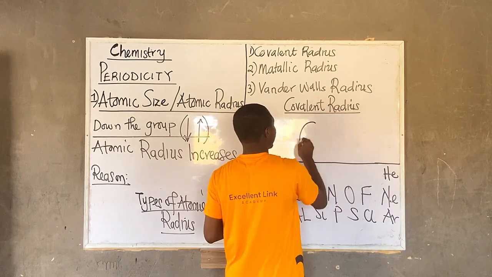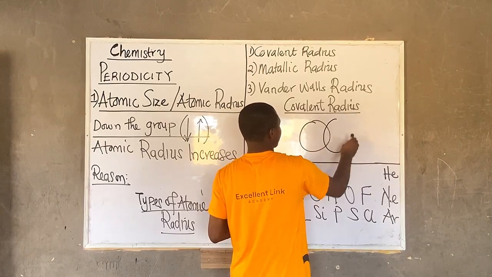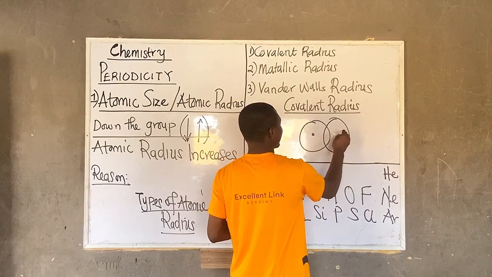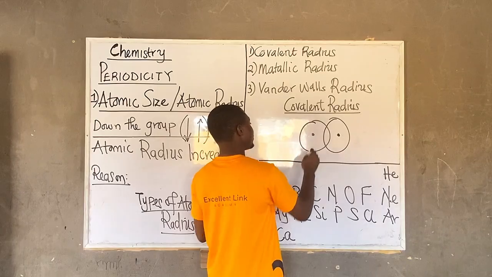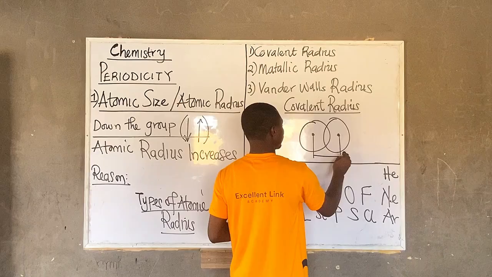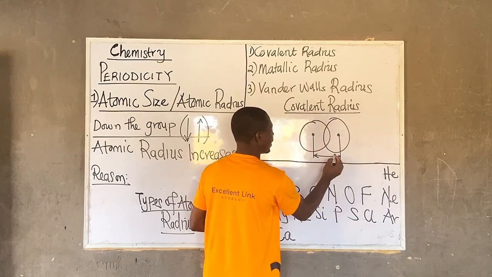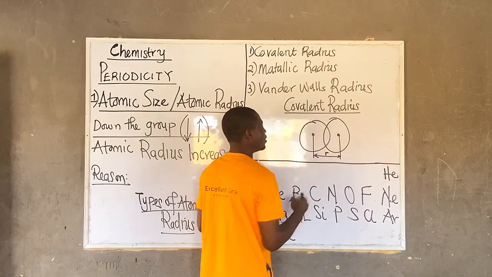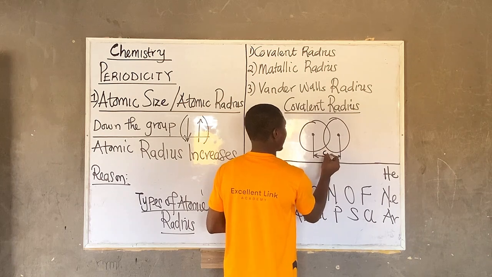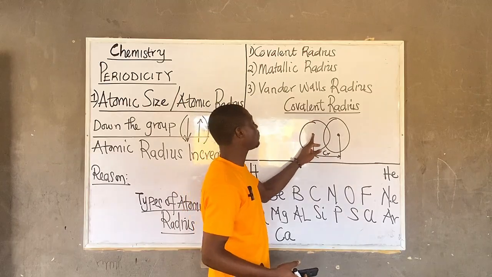So I have an atom this way and another atom, which are bonded together. So the nuclei here and this nuclei here, right? The distance between this nuclei and this nuclei here is what we refer to as covalent radius. Let me call it CR, covalent radius.